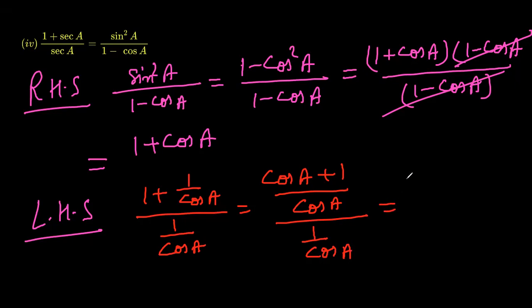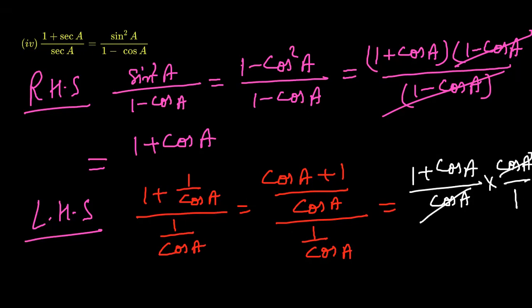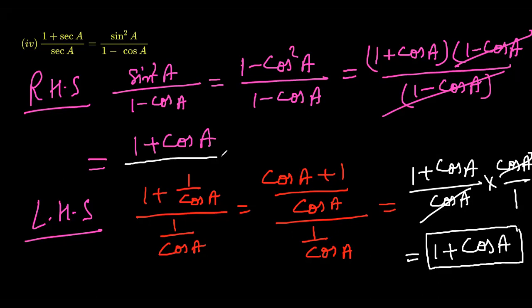When we write this fraction upside down, this would be cos a plus 1, which can be written as 1 plus cos a, divided by cos a, into 1 by cos a upside down, which becomes cos a over 1. Now we look at this and this gets cancelled. So we are getting the left hand side is also equal to 1 plus cos a. So what does this mean? That means both left hand side and right hand side are the same. So this is another way of doing the same.